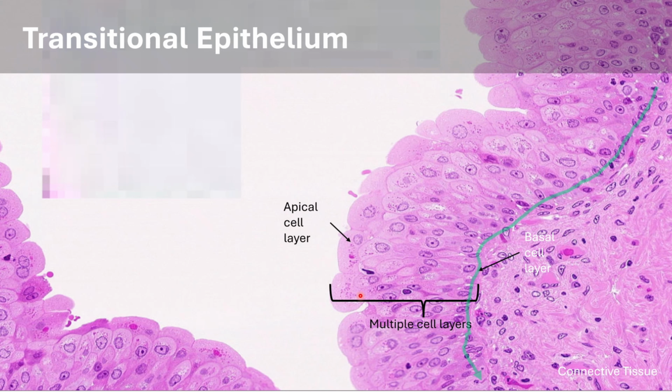Here you can see that the apical cells are oddly shaped because this is relaxed transitional epithelium. The apical cells in stretched transitional epithelium would look squamous. The cells between the apical and basal layers always have a misshapen or squished look in views of relaxed transitional epithelium.